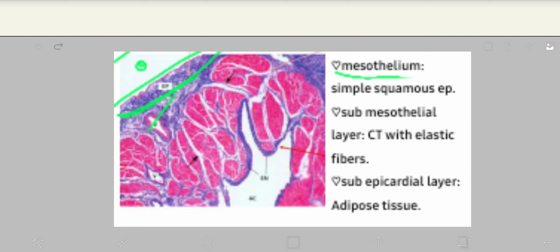And underneath that, we have a subepicardial layer, which is very rich in fat tissue. So it's an adipose tissue. So this layer allows the junction with the myocardium underneath. So yeah. So this structure goes with both the parietal and the visceral epicardiums.